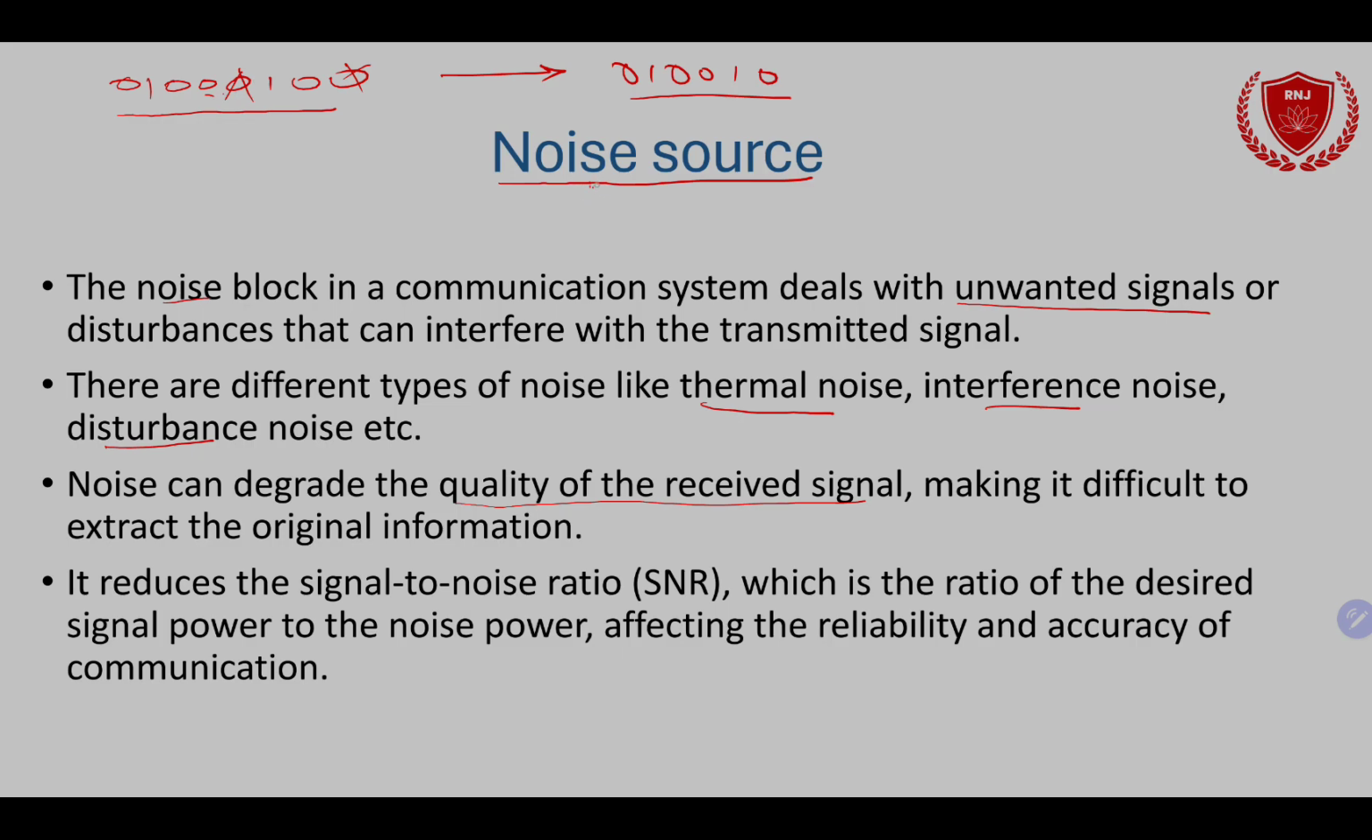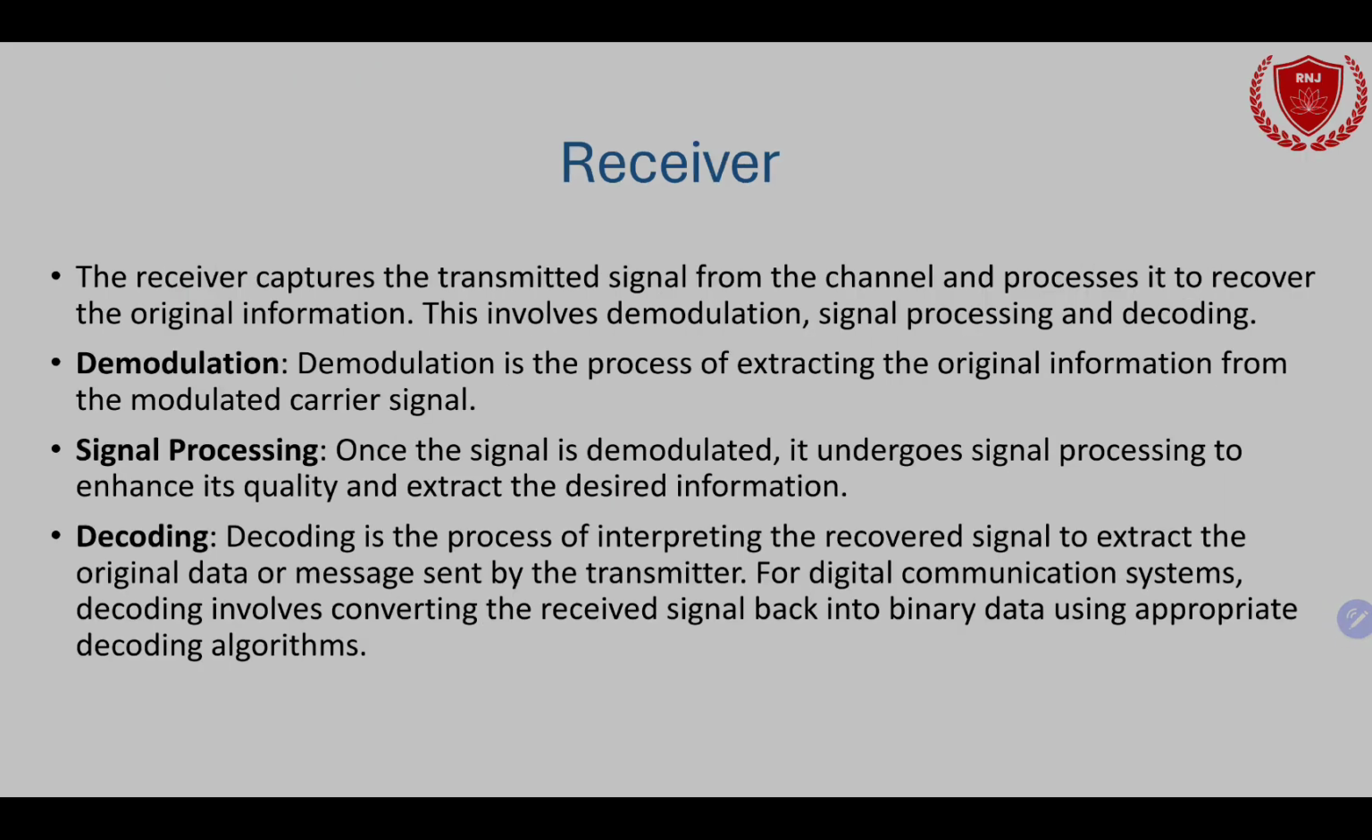So this noise source block takes care that the unwanted signal is reduced, okay, for efficient communication. Now the next block is the receiver block.